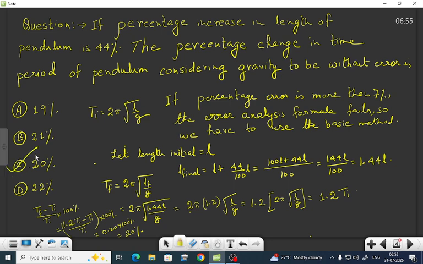Again, I am telling how to solve this question. Remember that if the percentage error is more than 10%, then the error analysis formula fails, so we have to use the basic method. Let the initial length be L. The final length is L plus 44%, which is 1.44 L. T final is 2 pi root over L final by g, where L final is 1.44 L, and its square root is 1.2. So it is 1.2 into 2 pi root over L by g, that is 1.2 into Ti. Therefore, Tf minus Ti by Ti into 100% gives the percentage error as 20%, and this is our answer.